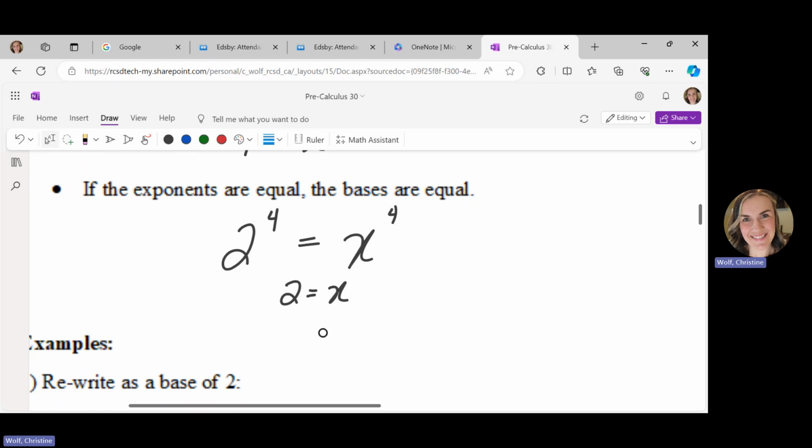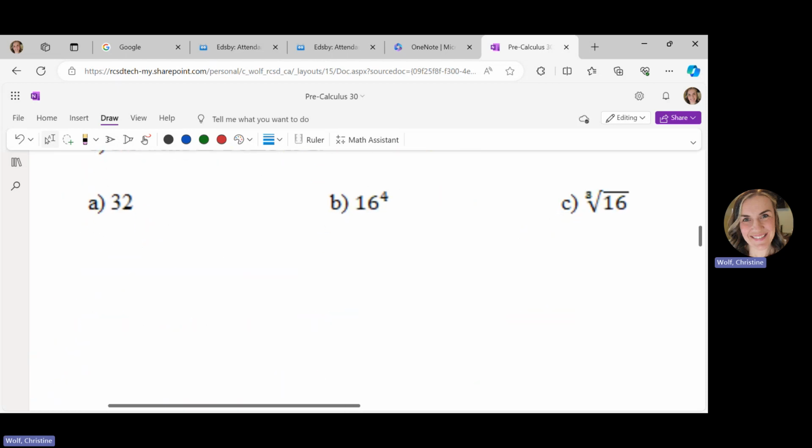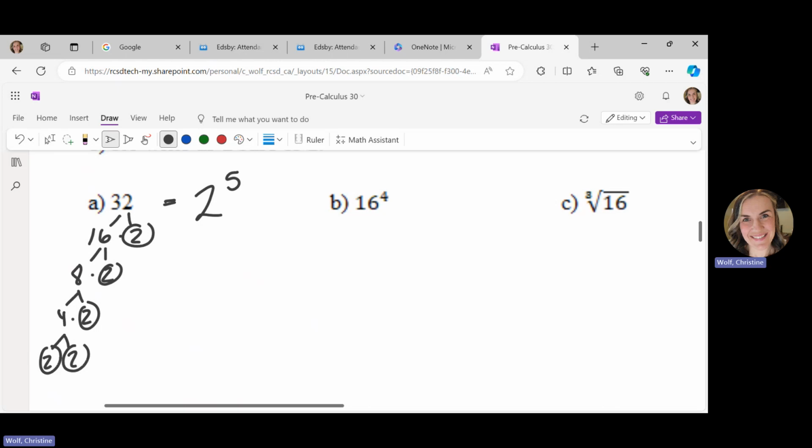This is what we're going to do to review Foundations 10. I want you to rewrite 32 as a base of 2. Now, I know that many of you might just know that 32 is 2 to the 5, or on your formula sheet on the back is a big table full of all of the powers. Just a little reminder of how you had to do this in Foundations 10. 32 is 16 times 2, 16 is 8 times 2, 8 is 4 times 2, and 4 is 2 times 2, and those are all prime factors, so you circle them, and that's how we established that 32 was 2 to the 5.